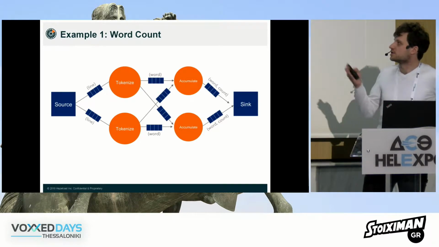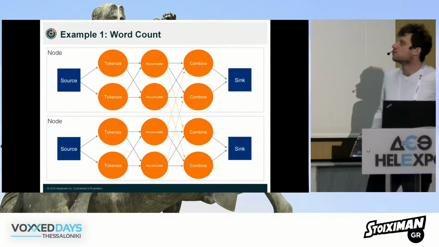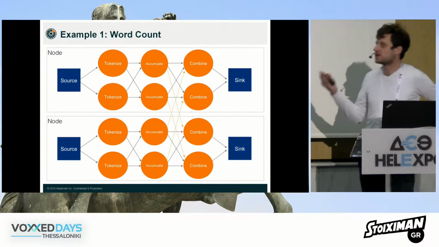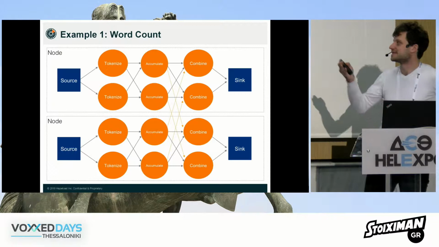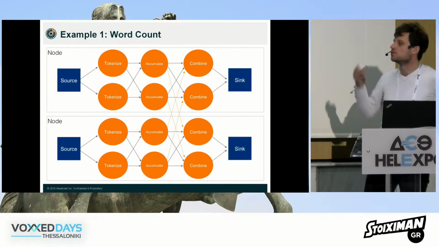What we could do next is to distribute it across multiple machines, multiple physical machines. You probably noticed that while distributing, we added an additional step, which is called combine. So why is it so? Why do we need another step in our processing just because we distribute it to multiple machines?